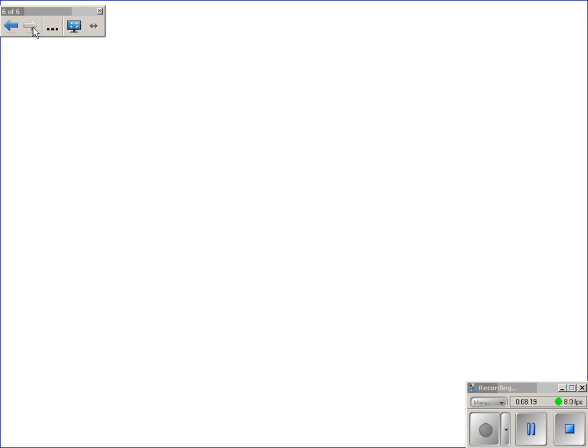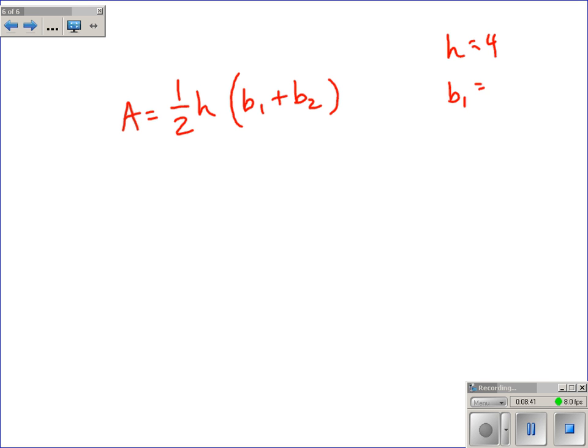One a little more complicated, that formula for a trapezoid. Now, we'll go over these formulas much more in depth later in the year. I wouldn't expect you to remember them from this video. We'll spend a lot more time on rectangles and parallelograms and trapezoids and other shapes like that. Now what if the height was 4 and b1 is 3 and b2 is 5?